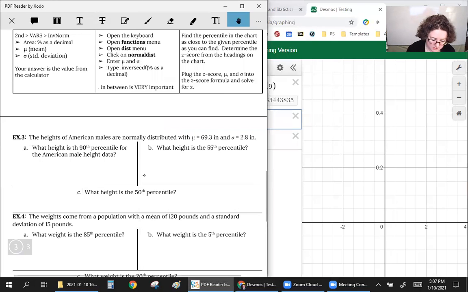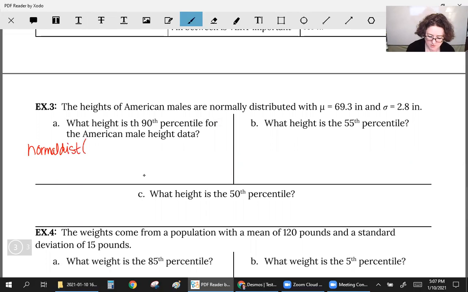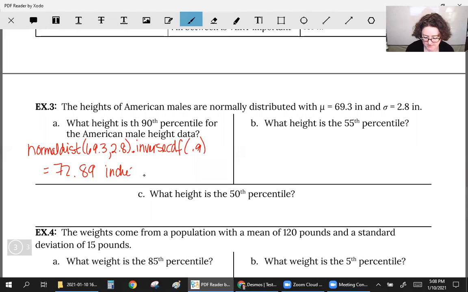So again, we wrote, let me maximize this so you can see this better. So we wrote normal DIST with our mean, our standard deviation, dot inverse CDF, parentheses 0.9 for that 90%, and it just spit out the answer, 72.89, and in reference to the problem, that's inches. And so it's the same thing as you're doing the rest of these problems. That's all we're doing. We type in that normal distribution, and then we just do the inverse CDF at the end. It'll look up the value for us, kind of doing the problem backwards for us.